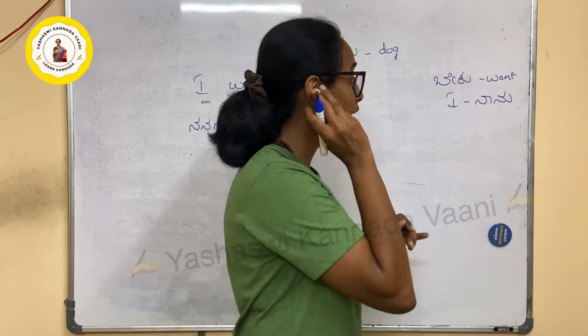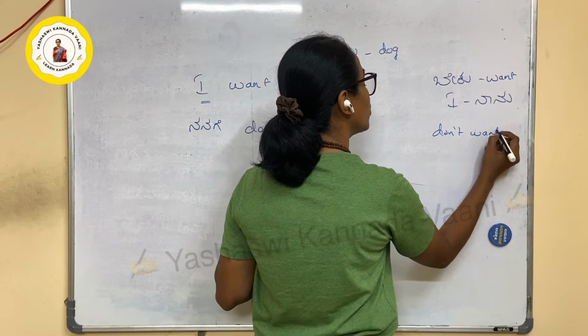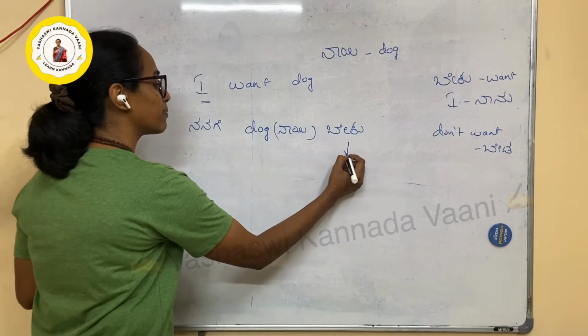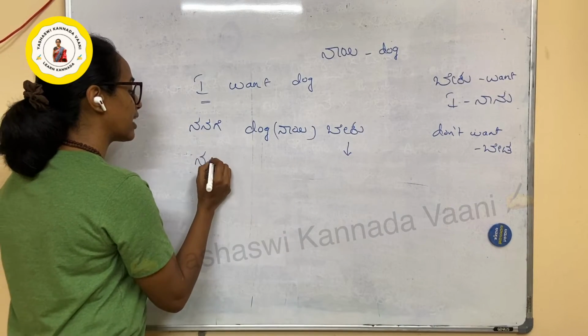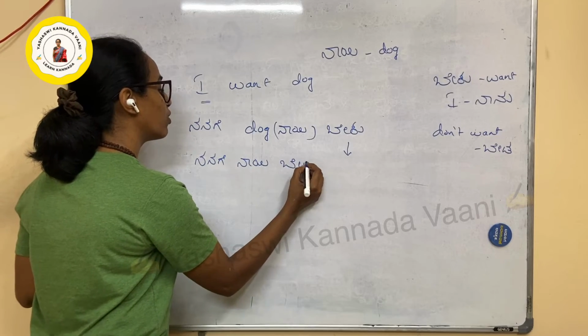Now I want to say, I don't want dog. What is don't want in Kannada? Don't want in Kannada is beda. So instead of beku in this place, I will say nanage nai beda. I don't want dog.